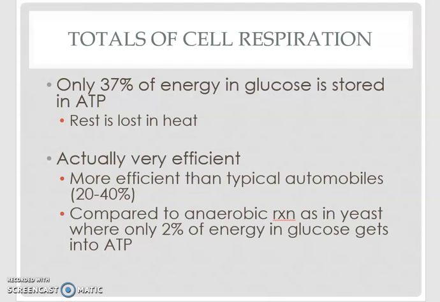And then if we look at anaerobic respiration, which we'll look at next, anaerobic respiration only gets about 2% of the energy out of glucose. So this process, while it might not seem like 37% is very good, is actually pretty efficient and a really good way to get all of that energy out of the glucose and into a usable form of energy for our cells, which is ATP.